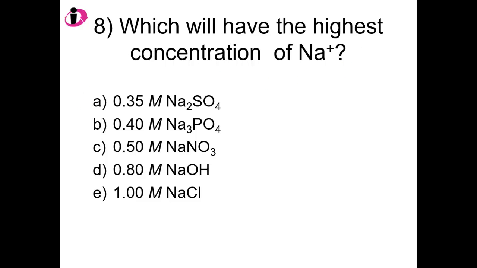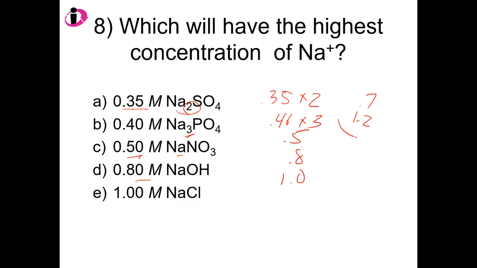All right, which would have the highest concentration of sodium plus? So if I have 0.35 molar of this, and there are 2 of these sodiums for every one of these, I'm going to have 0.35 times 2 here. I'm going to have 0.4 times 3 here. I'm going to have 0.5 times 1, 0.8 times 1, and 1.0. So 0.35 times 2 is 0.7, that's 1.2. So that's going to do it. It's going to have the highest concentration of sodium plus. All right, we're going to stop right there.